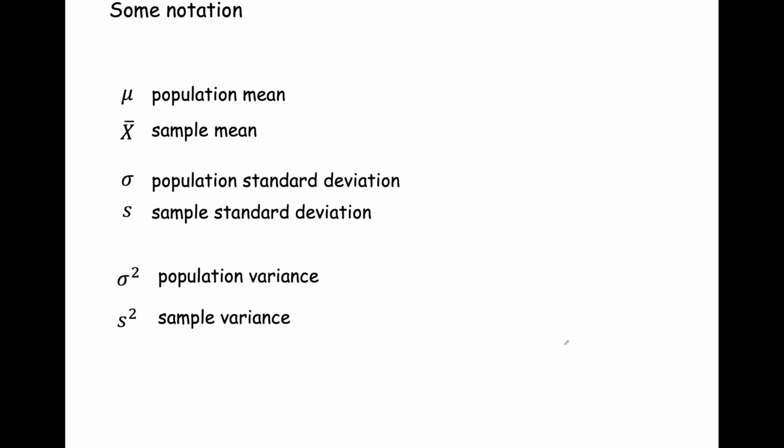Sigma squared is the population variance. That's the variance we've been talking about all along. It's the variance associated with the population. And S squared is its counterpart over the sample. It's the sample variance computed over the samples.